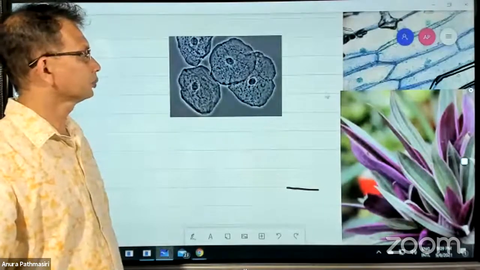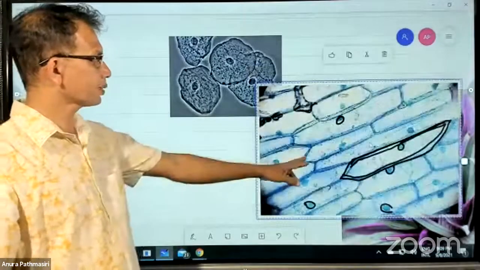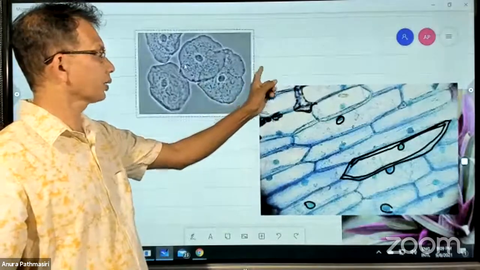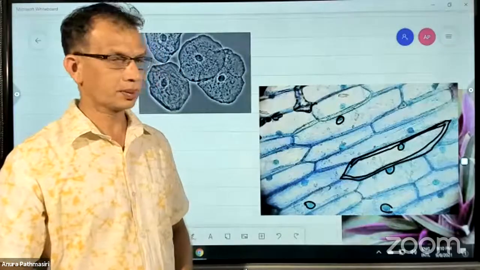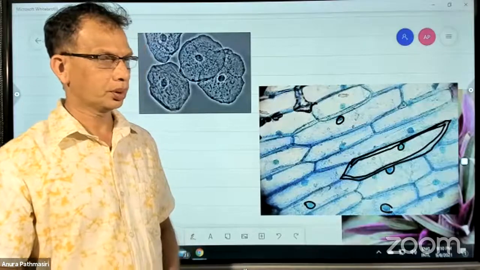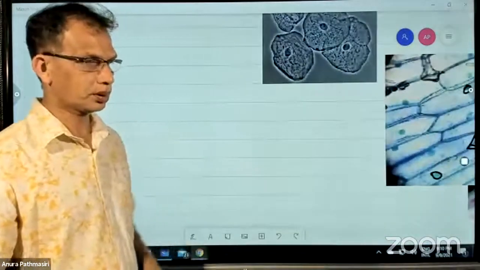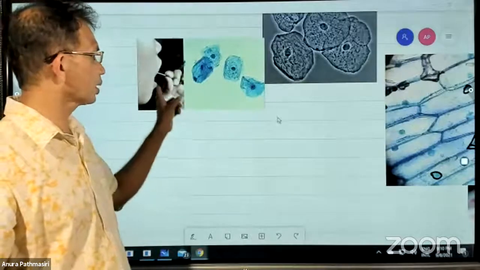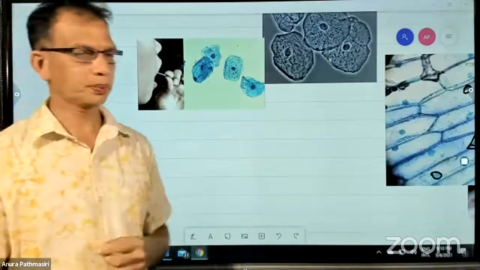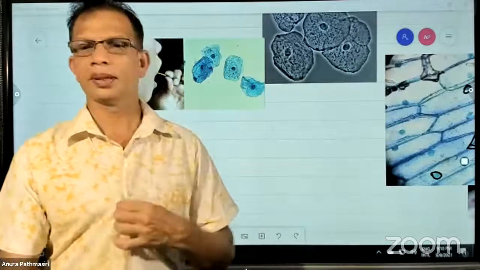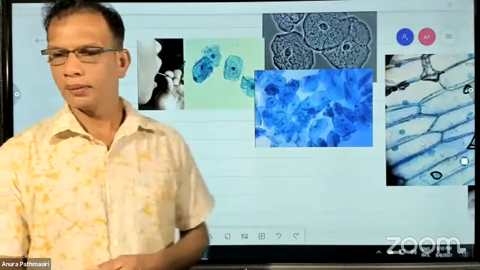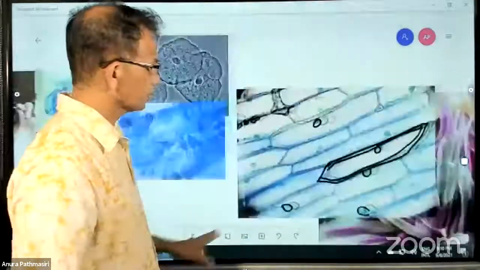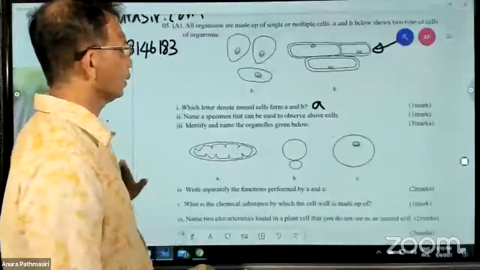This is the cheek cell, and this is the plant cell. The cheek cell represents the animal cells. See the difference between these two. And we have to do some studies about this. This is how the cheek cell is taken. You have to use a toothpick, or maybe a spoon, to collect the cheek cell. Well, this is all about plant cells and animal cells, and the question goes on.